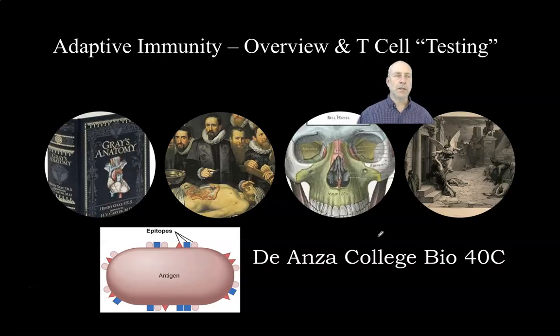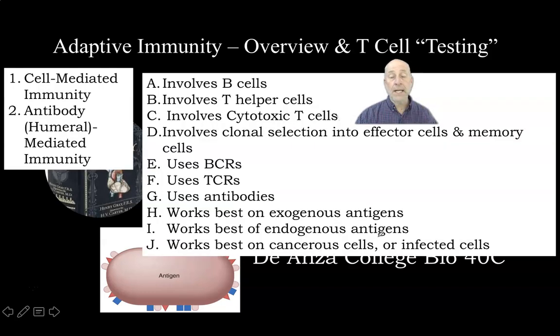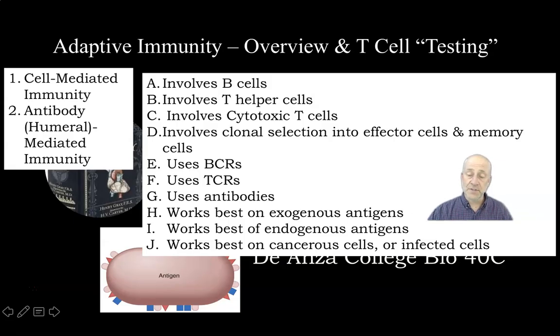Adaptive immunity is both cell-mediated and antibody-mediated working together, but there's more in common between the two than there are differences. So this module is about what is similar between cell-mediated and antibody-mediated immunity. And of course there are a lot of differences too, or else there wouldn't be different things.